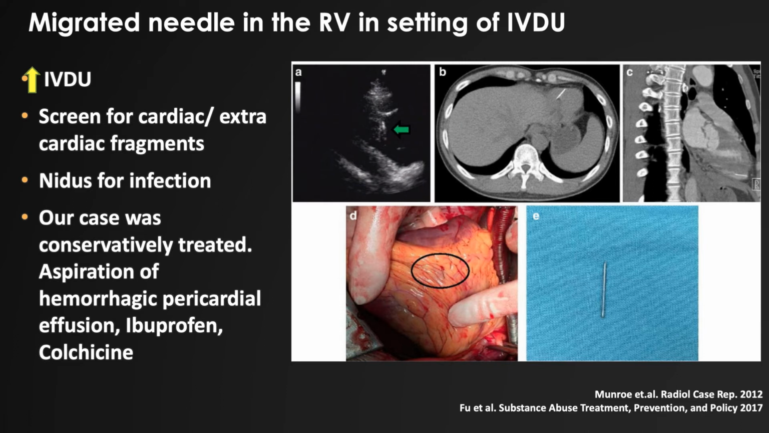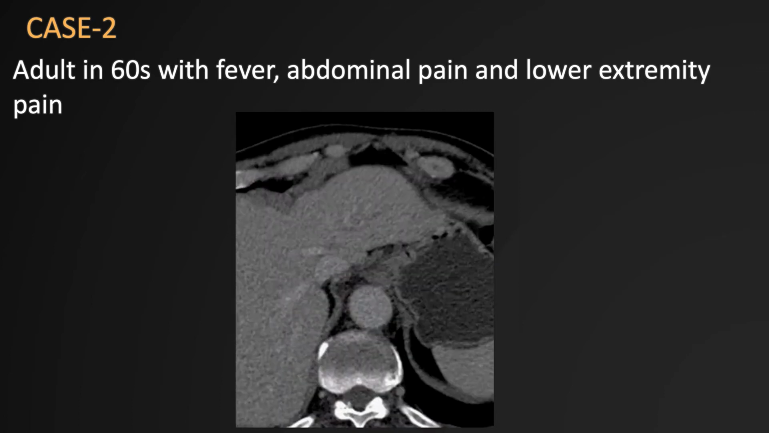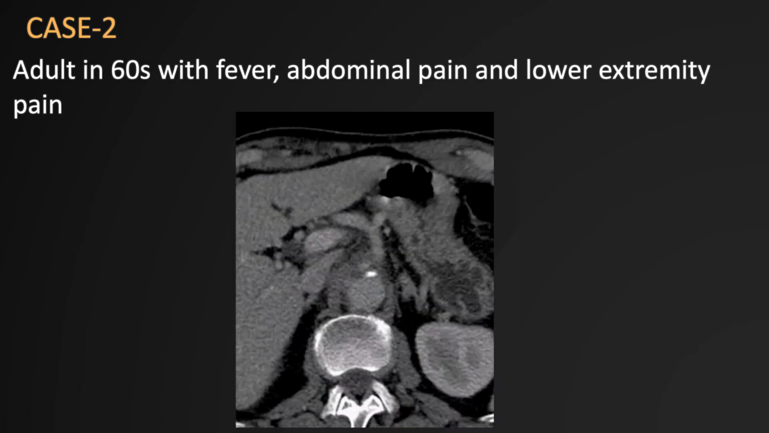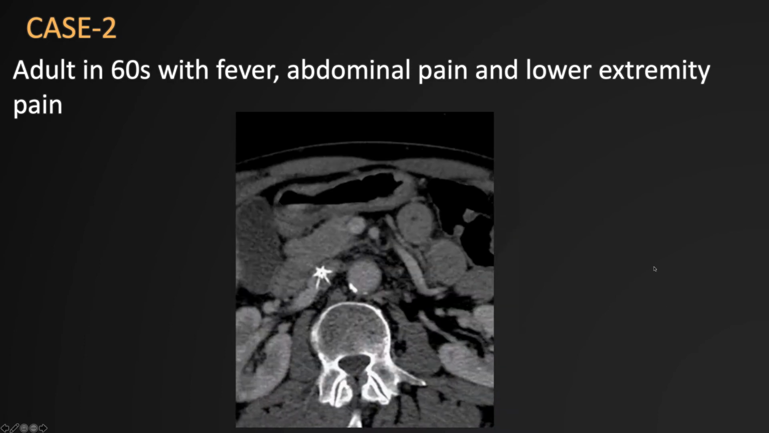Surgery was offered for our case, but the patient declined, and it was conservatively treated with aspiration of hemorrhagic pericardial effusion and medication like ibuprofen and colchicine. I can stop there and see if people have any questions, and then in a minute or so we can move on to case number 2.